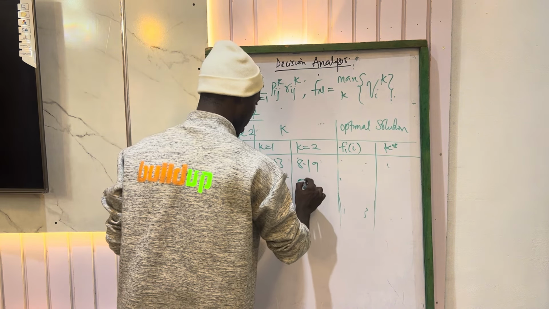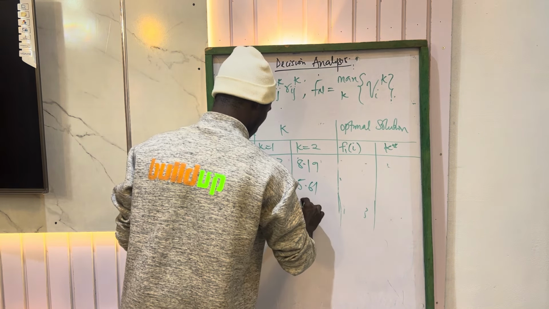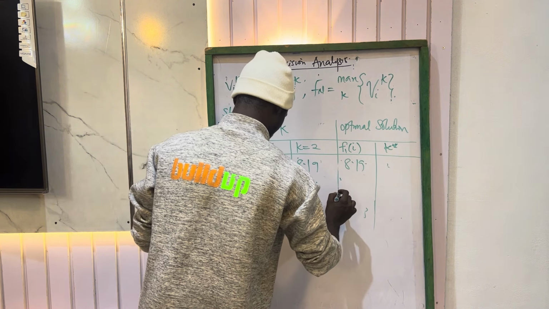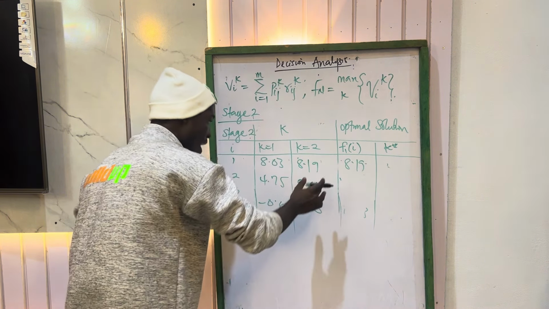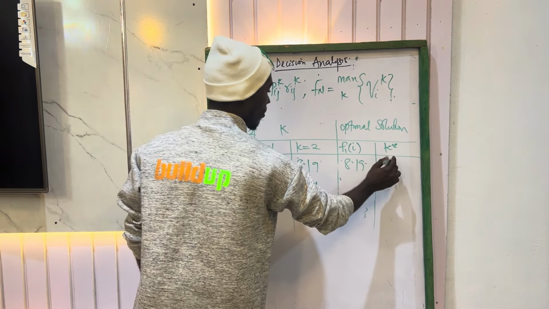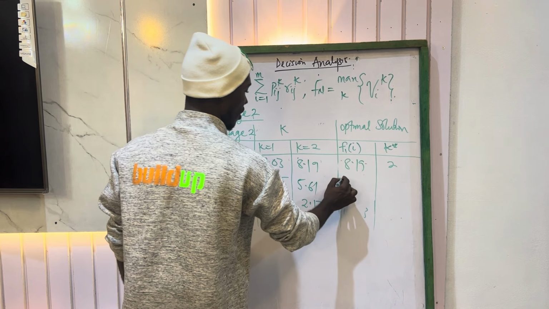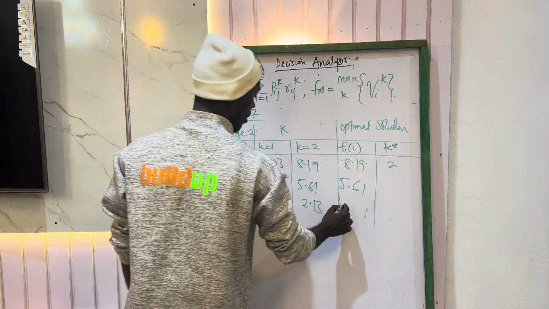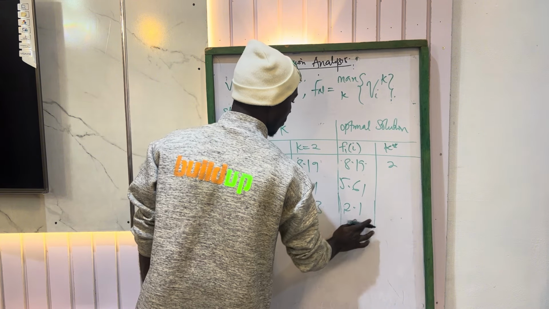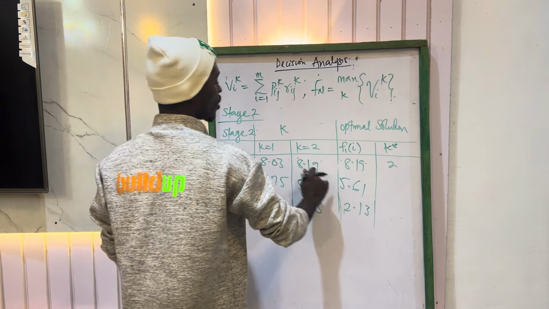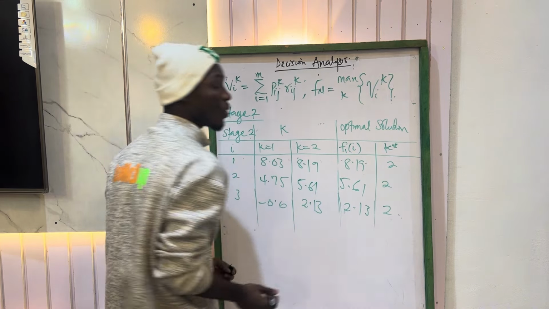So 5.61, 2.13, 8.19. Now, how do you get 8.19? Which one is bigger between this and this? It is 8.19. So our decision here is 2. Which one is bigger? Because this one is 5.61. Which one is bigger between minus 0.6 and 2.13? It is 2.13. So we can say that the decision we are picking between K1 and K2 is always 2. So what is the interpretation of this?